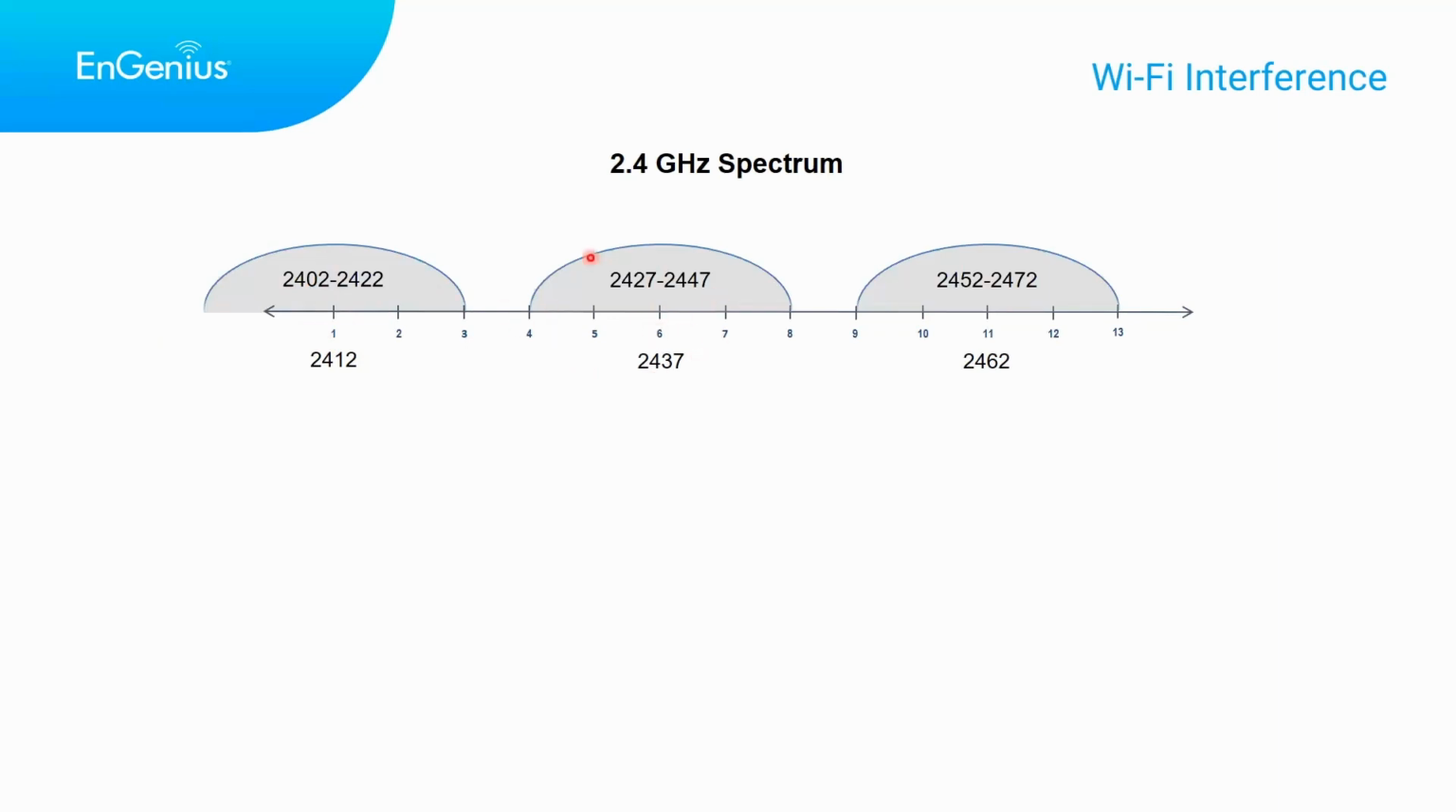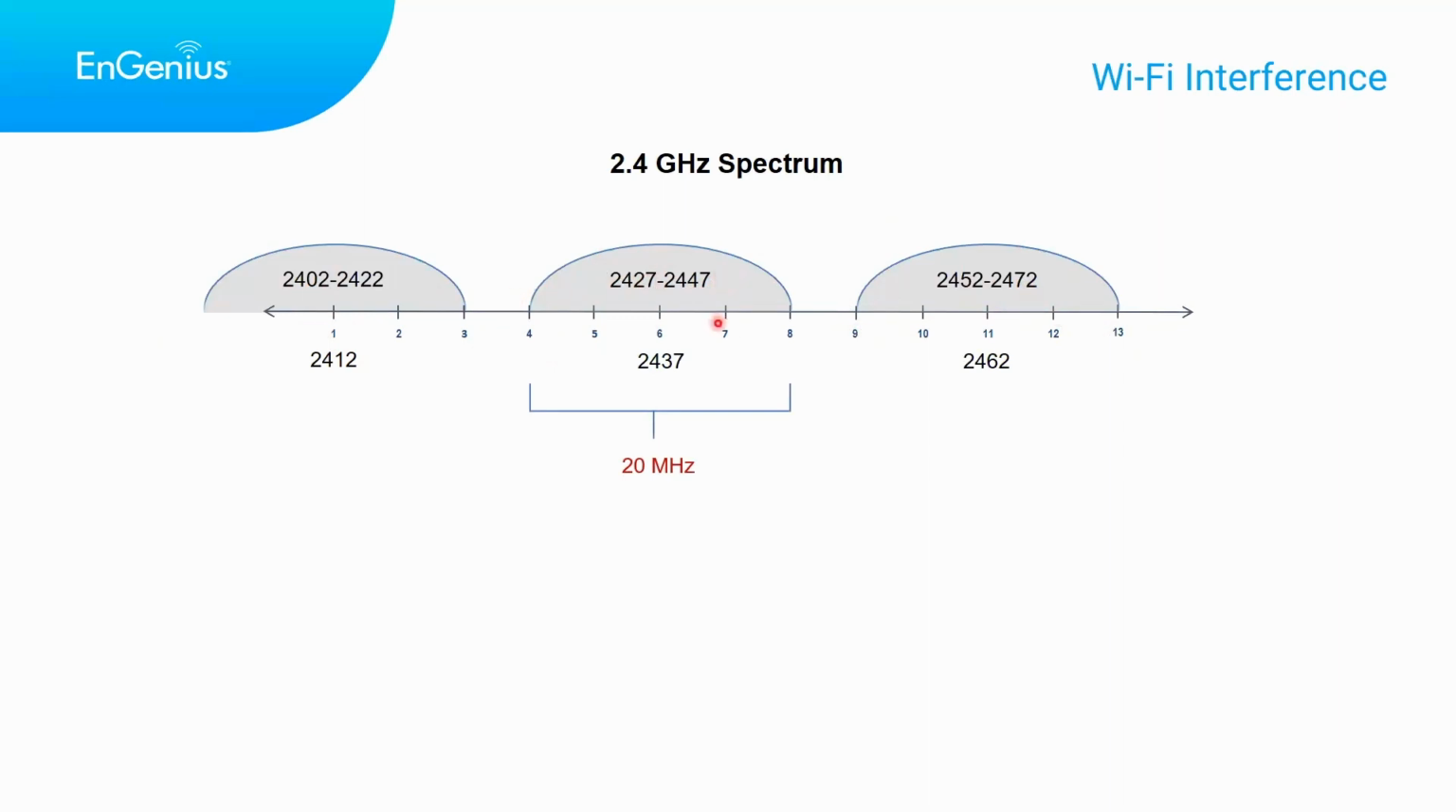And then for channel 6, it overlaps between frequencies 2427 to 2447, so that's from channel 4 to channel 8, and then channel 11 spans from channel 9 to channel 13. So the more access points that you have in a given area, so of course you're not just only going to deploy 3 if it's a campus scenario, the more you would be susceptible to interference.